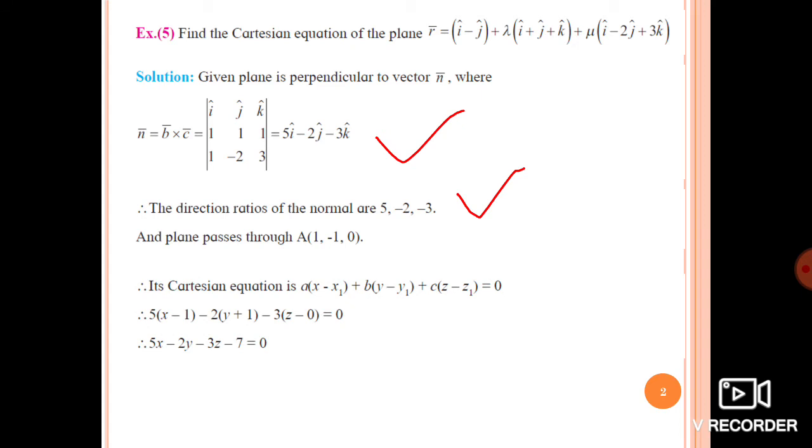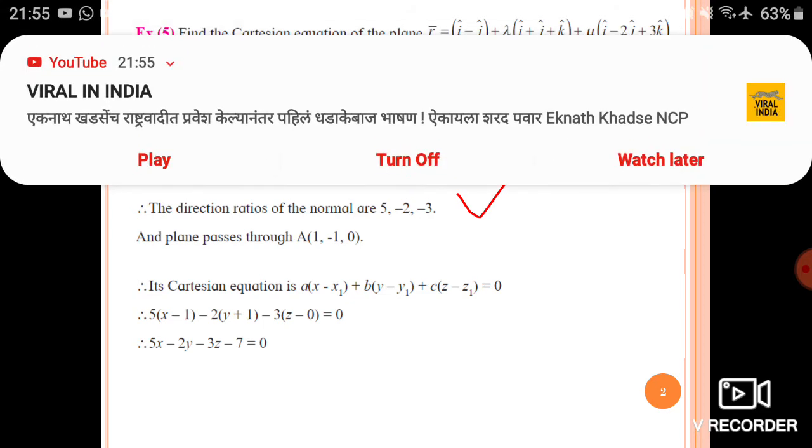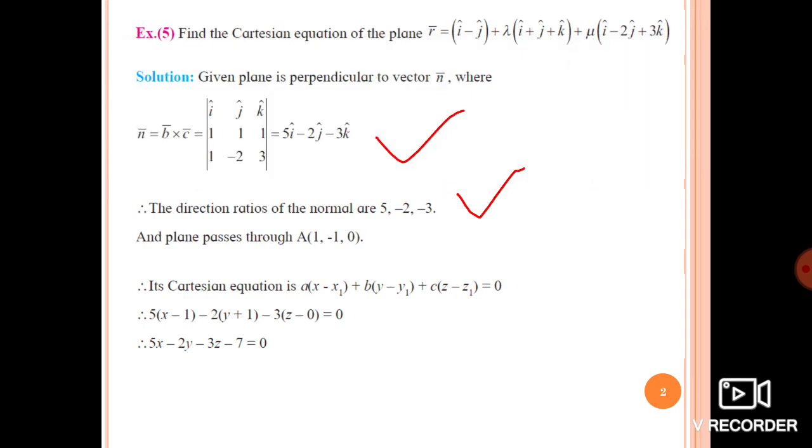Its Cartesian equation is a into (x - x1) + b into (y - y1) + c into (z - z1) equal to 0. Therefore 5 times (x - 1) - 2 times (y + 1) - 3 times (z - 0) equal to 0. Therefore 5x - 2y - 3z - 7 equal to 0.